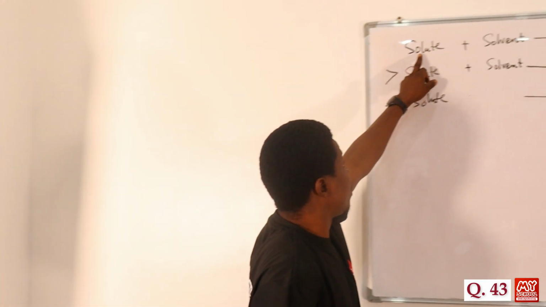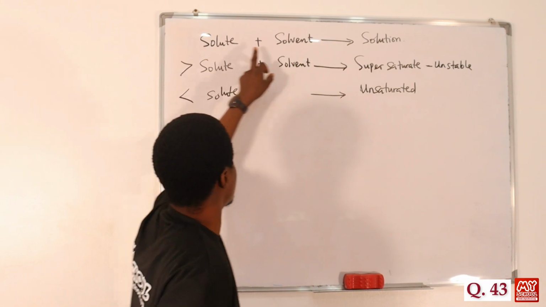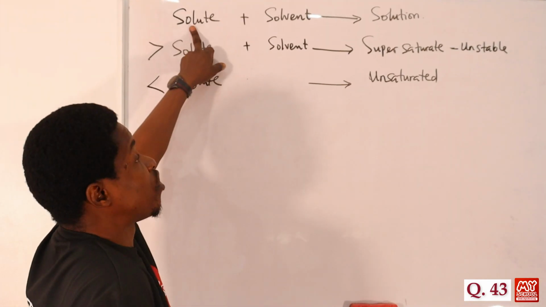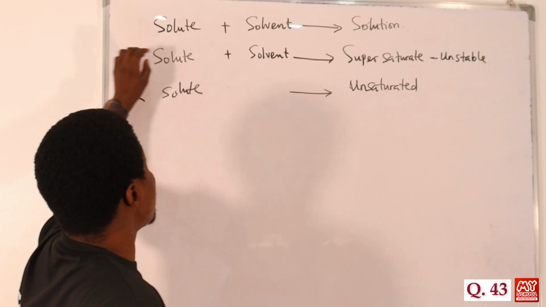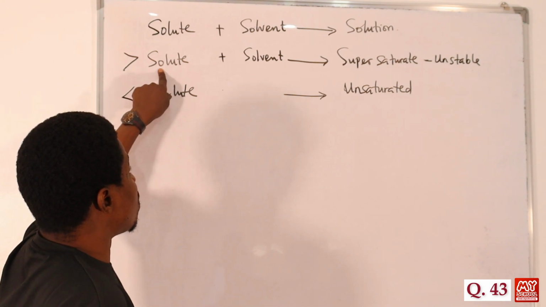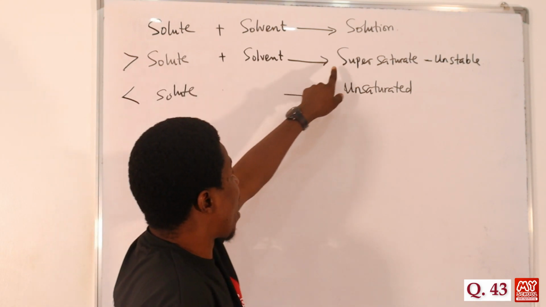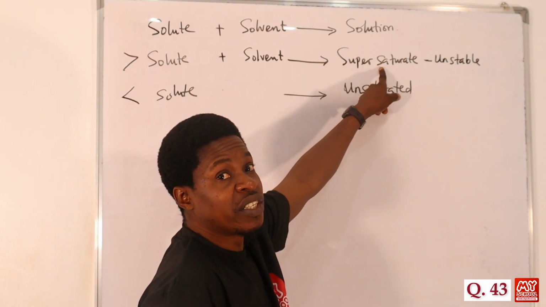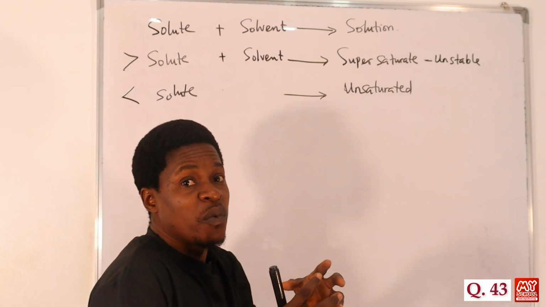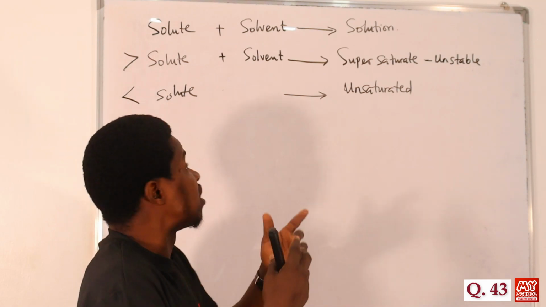We know that usually solute will react with solvents, okay, to form solution. Of course, solute is your salt, and the solvent is what is dissolving the solute to form the solution. So whenever we have more solute dissolved than it can take in the solution, we tend to have a supersaturated solution. At that point, we said it is an unstable solution. So what happens? We can have the solute precipitating out at any moment because it is unstable.